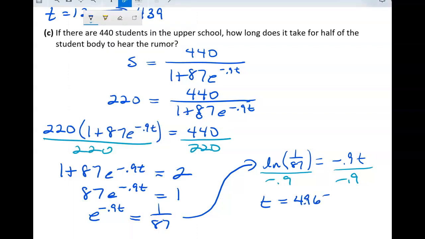4.962, and that time was measured in hours for this problem. So it takes about 5 hours for half the student body to know, according to this model. Well, that's it for this lesson and for this unit.